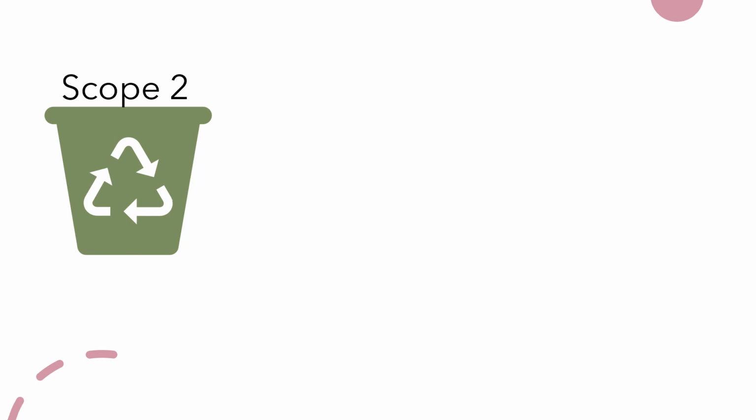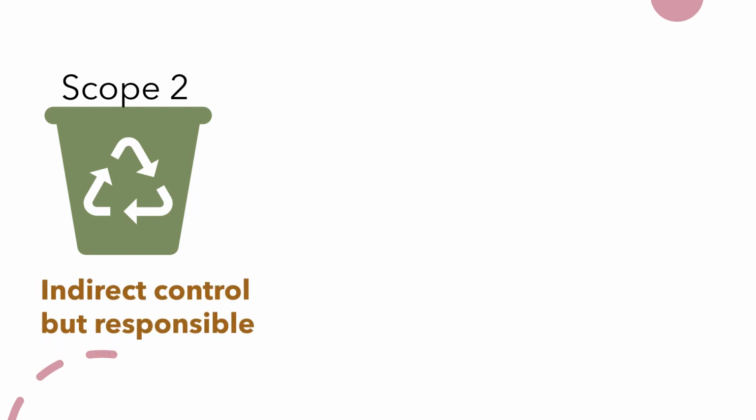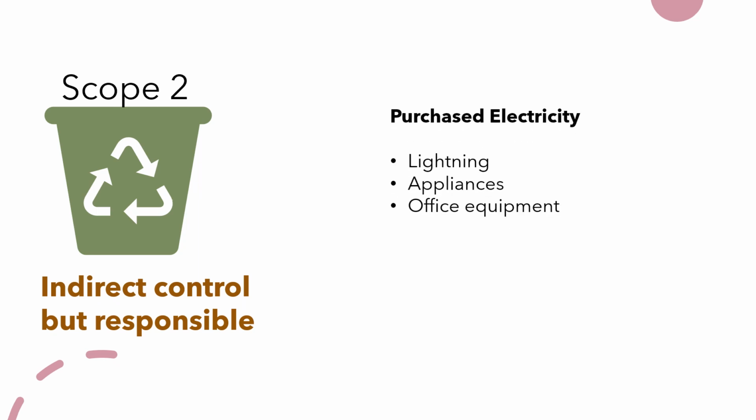The next scope is scope 2. Scope 2 emissions are ones that you don't have control of, but you're responsible for because they are linked to your business. The most common type of scope 2 emission is emissions from purchased electricity. So as long as you are buying electricity, as long as your business is linked to a grid, your electricity supply comes from a source and you pay for it. This means that the emission that happens at that point of electricity generation is your scope 2 emission.